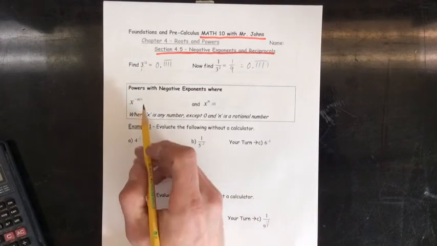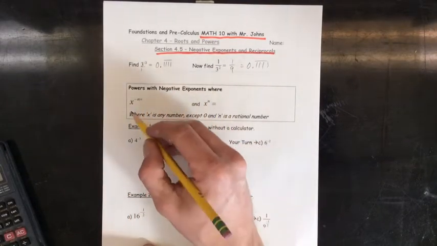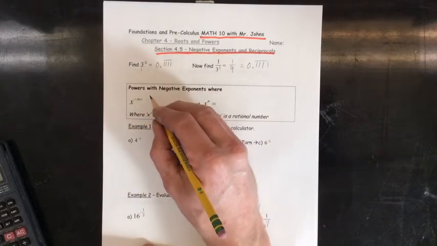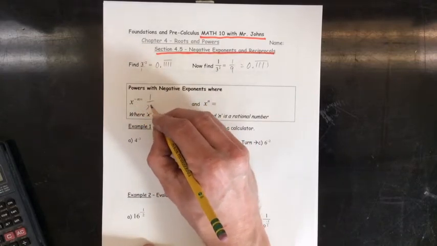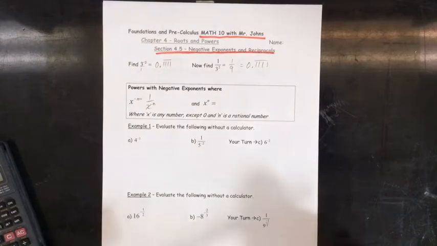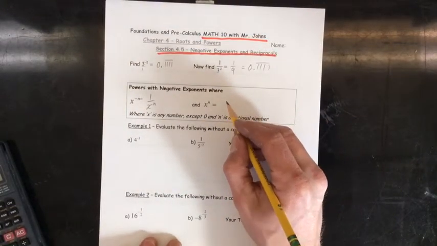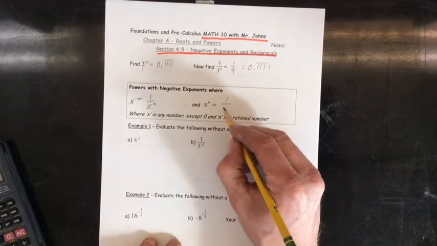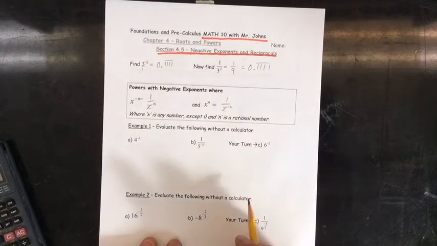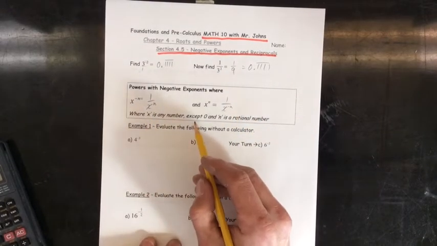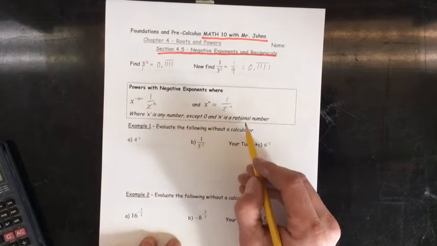So our rule here is powers with negative exponents, where x to the negative n is equal to 1 over x to the n. And x to the power of n could also be thought of as 1 over x to the power of negative n, where x is any number except 0, and n is a rational number.